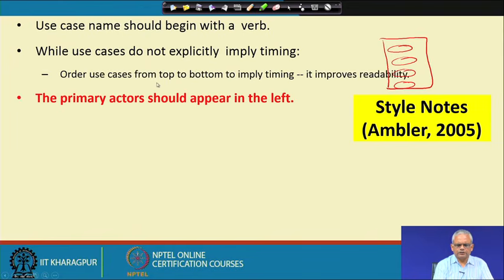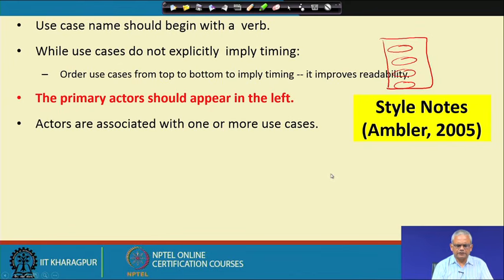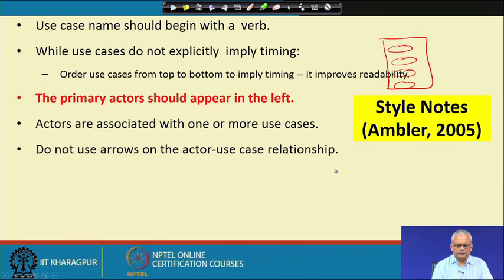We must order the use cases from top to bottom to imply timing wherever possible, and the primary actor must be on the left. For example, if the student is registering for the course, the student initiates the registration, this is a primary actor, whereas the external billing system is a secondary actor. The primary actor must appear on the left, the secondary actors must appear on the right. The relation between the actor and the use case is drawn by just a line; we do not use an arrow.